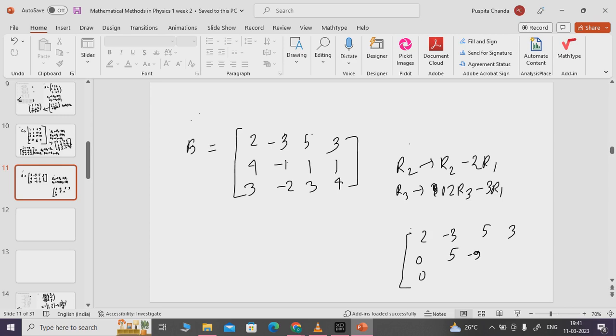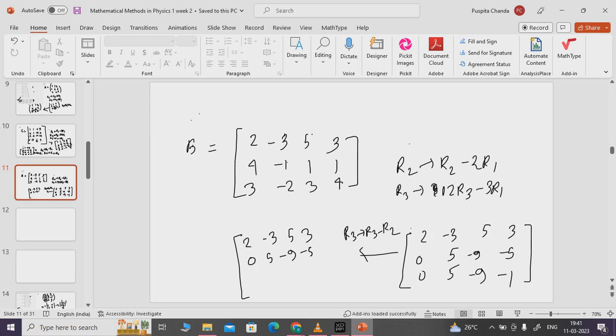that will be 9 minus 9, and this will be minus 5, and then 2 into R3 minus 4, that will be 5 minus 9 minus 1, and here we can see R3 can be R3 minus R2, 2 minus 3, 5, 3, 0, 5 minus 9 minus 5, 0, 0, 0, this is 4. So rank of B is equal to 3.